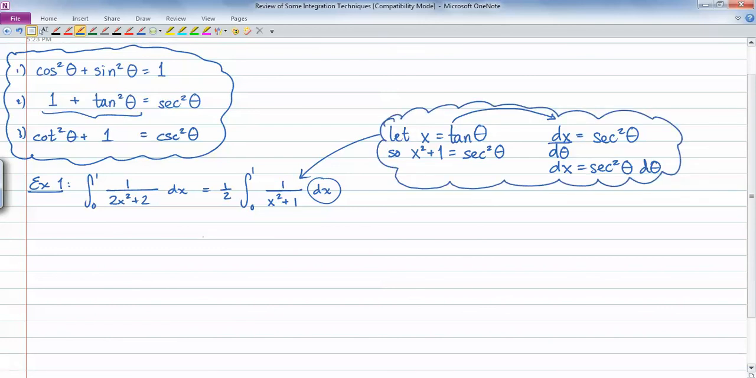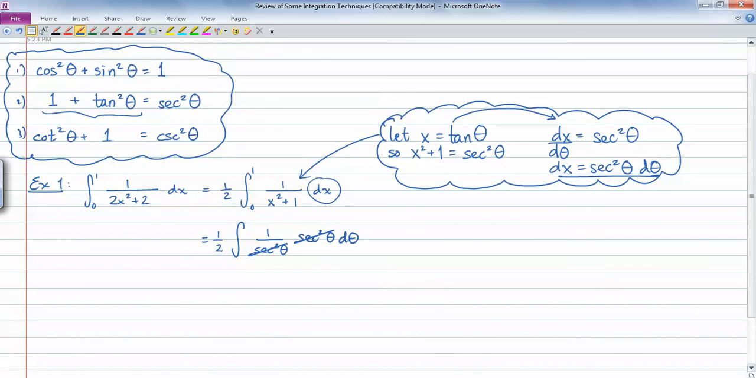So then this turns into 1/2, and I'm going to leave the limits of integration off for now. So that's going to turn into 1 over secant squared theta, and then dx turns into secant squared theta d theta. The secant squareds will cancel, which is nice and convenient. And now I'm working in terms of theta, not x.